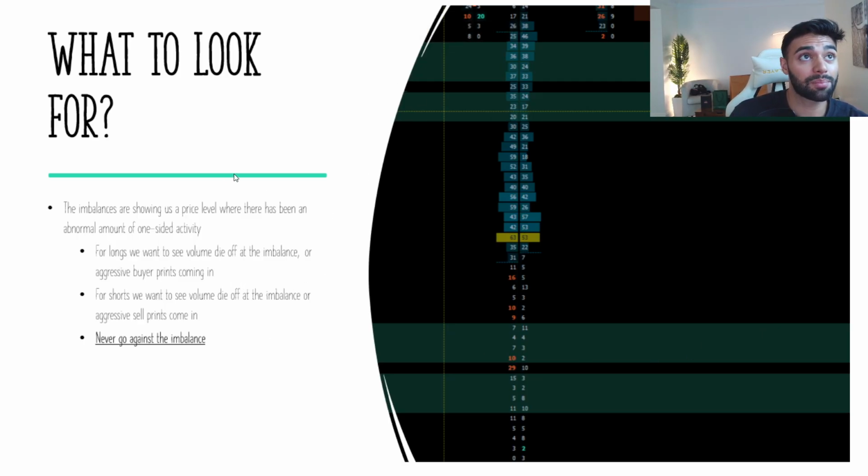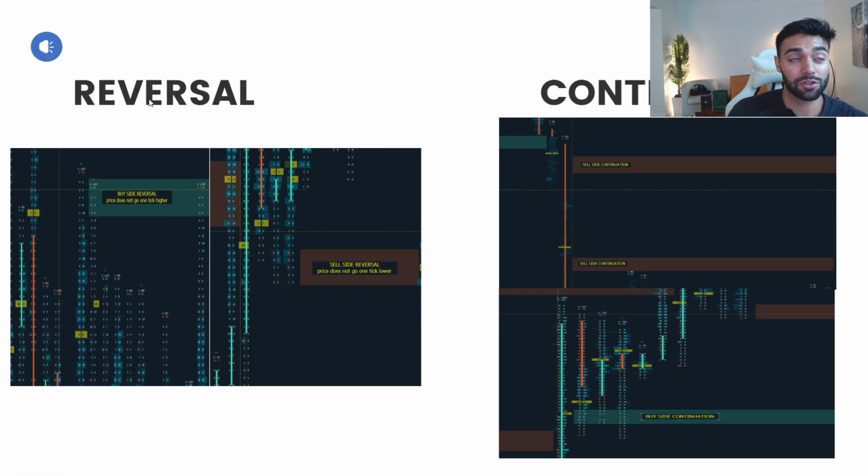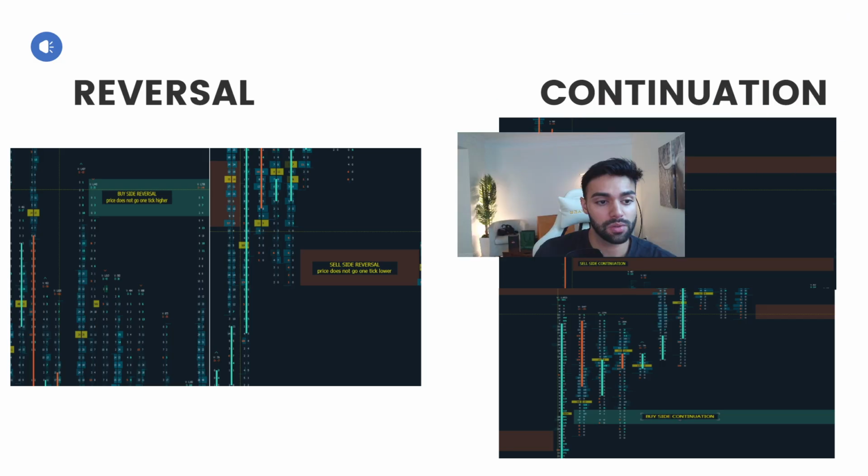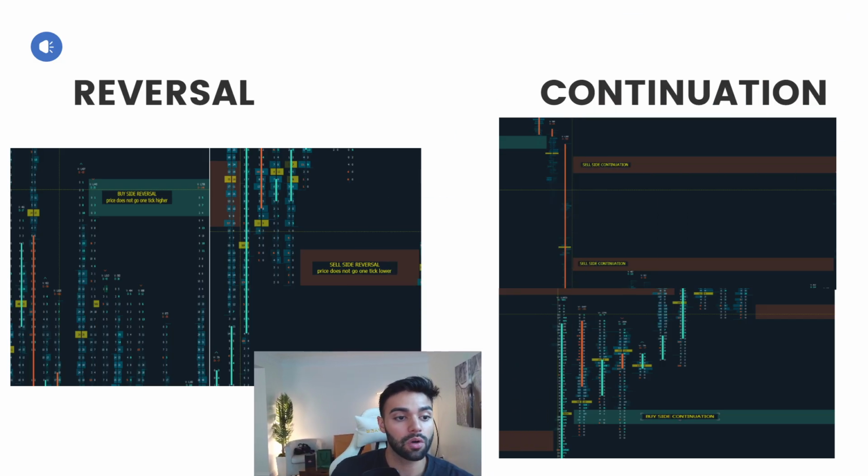The imbalances are showing us a price level where there has been an abnormal amount of one-sided activity. For longs, we want to see the volume die off at an imbalance or aggressive buyer prints coming in. For shorts, we want to see volume die off at the imbalance or aggressive sell prints coming in. We're never going to go against the imbalances, but there are 4 different types: 2 continuation imbalances and 2 reversal imbalances.